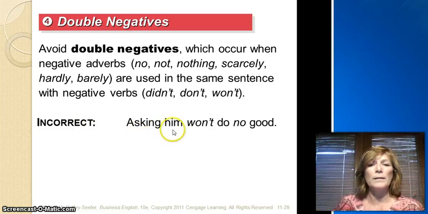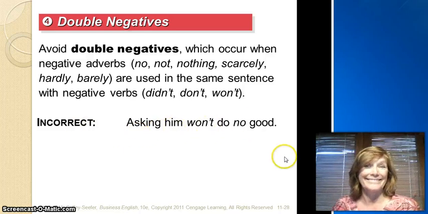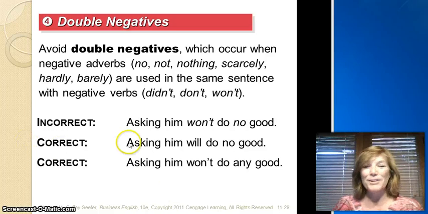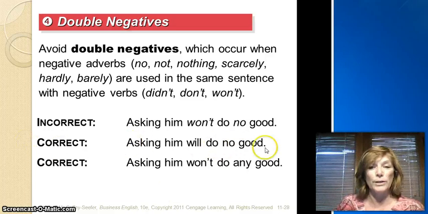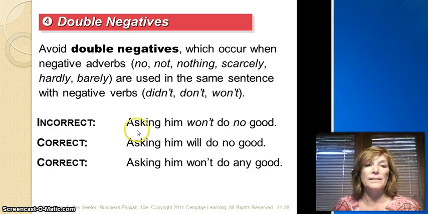How about "asking him won't do no good"? How about if we correct it? "Asking him will do no good." Here's "will" instead of "won't." Or we could say "asking him won't do any good" instead of "no good." So this is a double negative here: "won't" and "no." You don't use two negative words together like this.